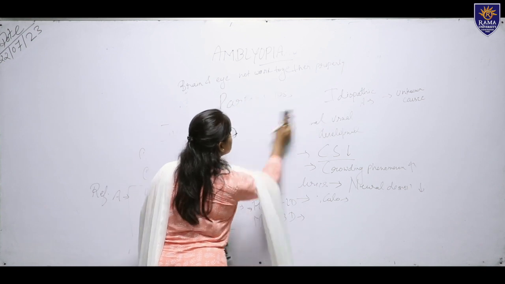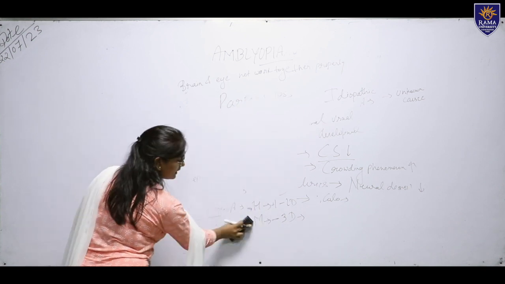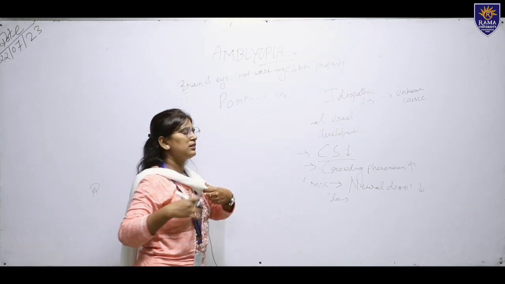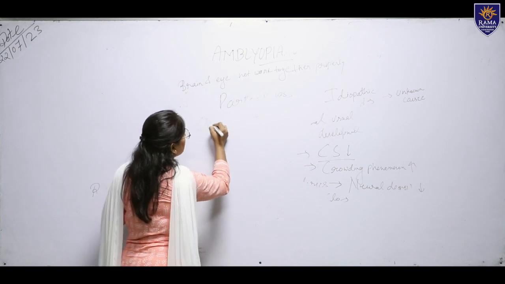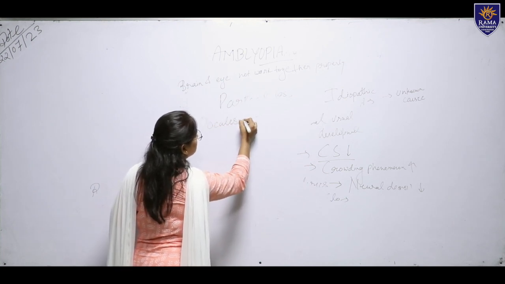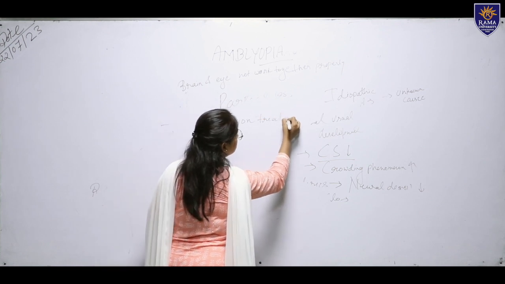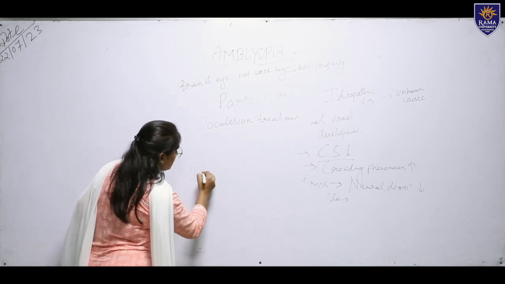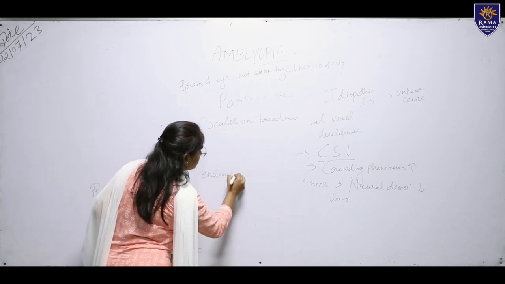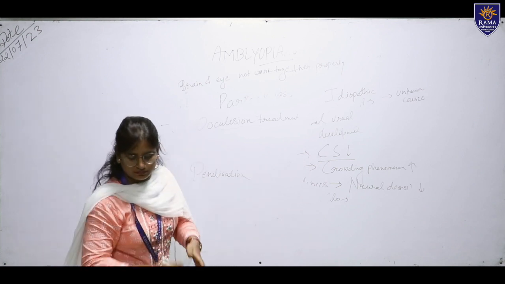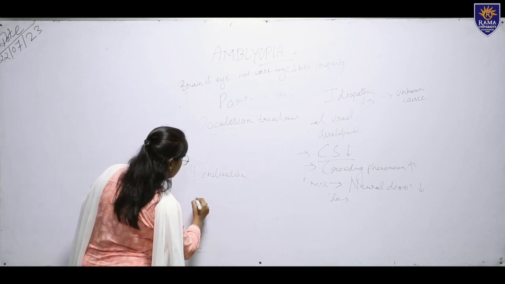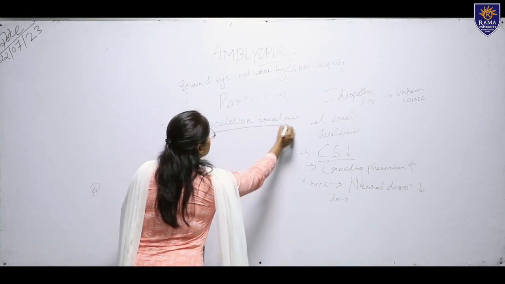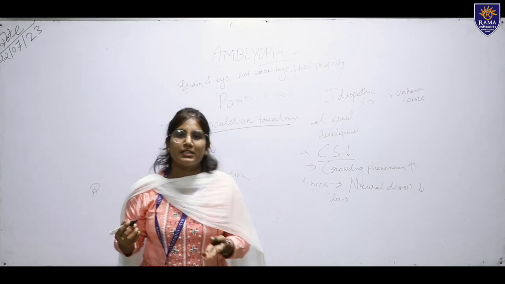Moving forward to the next topic, treatment of amblyopia. So what is the treatment of amblyopia? Treatment basically has three main types. Most commonly, occlusion treatment. The second one is penalization, and the third one is pleoptics. Occlusion treatment means occlusion therapy.